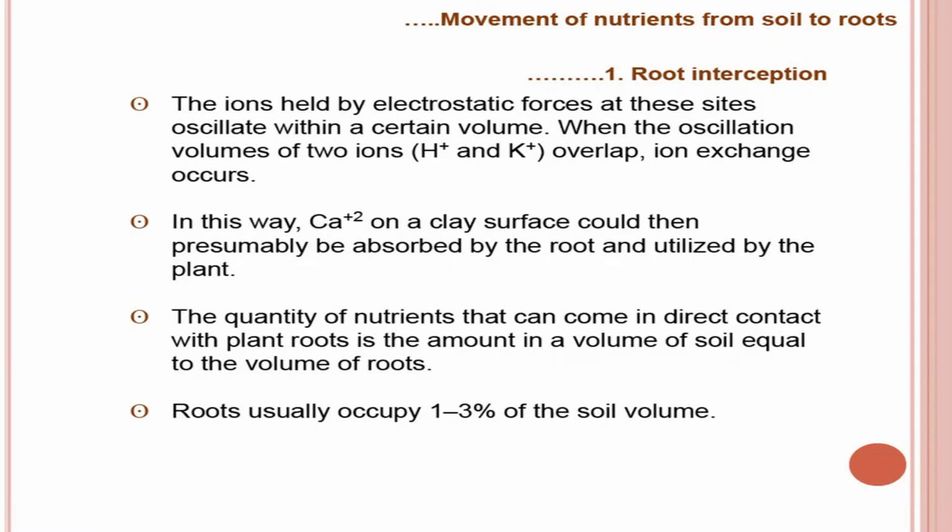The ions held by electrostatic forces at these sites oscillate within a certain volume. When the oscillation volumes of 2 ions, hydrogen ion and potassium ion, overlap, ion exchange occurs. In this way or a similar way, calcium ion Ca+2 on a clay surface could then presumably be absorbed by the root and utilized by the plant. The quantity of nutrients that can come in direct contact with plant roots is the amount in a volume of soil equal to the volume of roots, and roots usually occupy 1 to 3% of the soil volume.